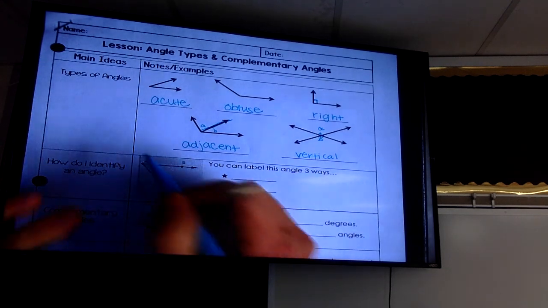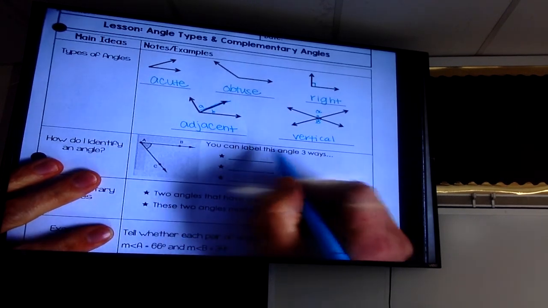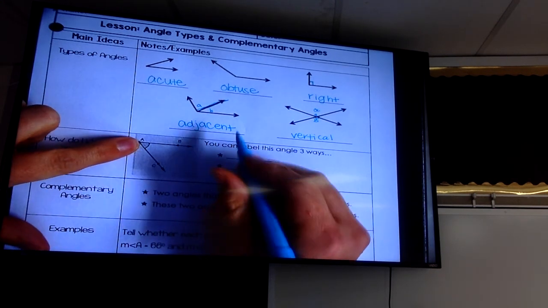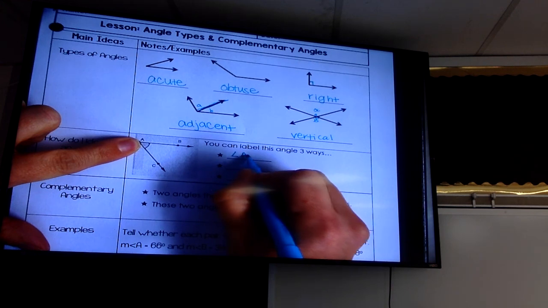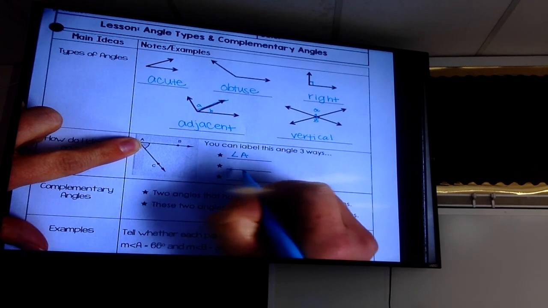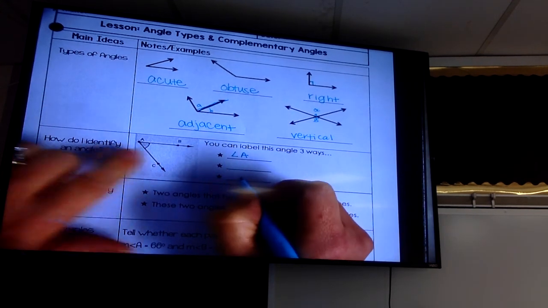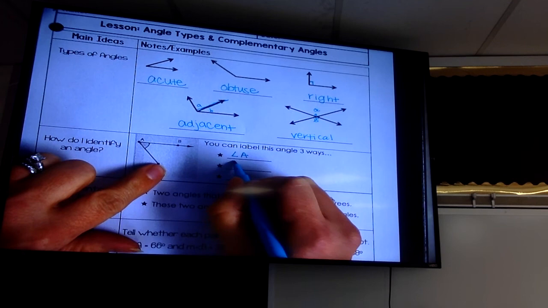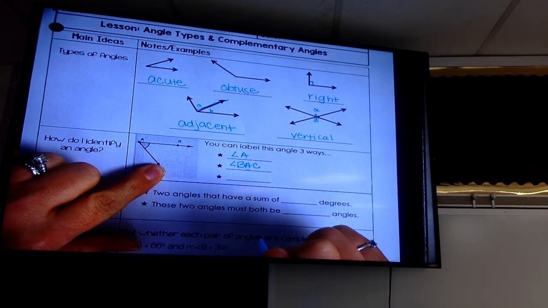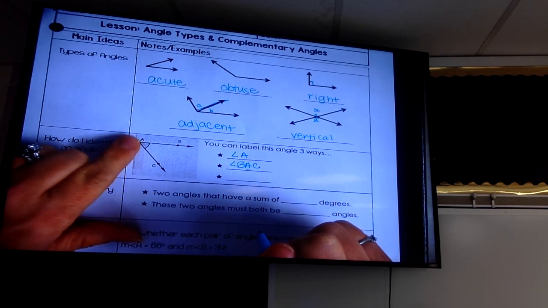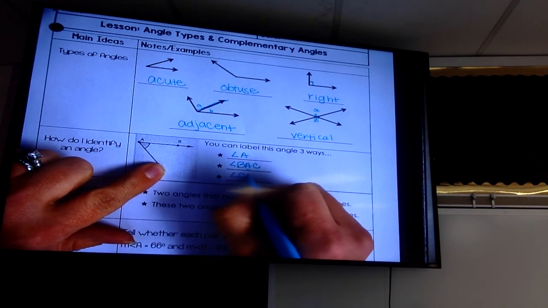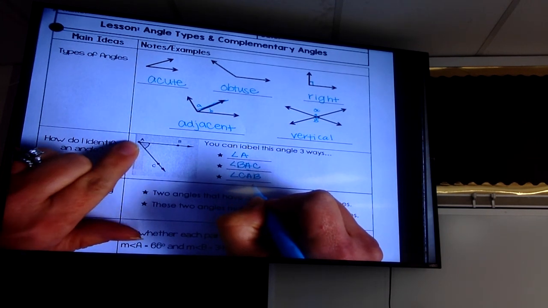Okay, how do I identify an angle? You can label this angle three ways. Remember, again, we talked about this the other day. So one way we can name an angle is just by using its vertex. So I could call this angle A. But if there's more than one angle, I would have to use 3 points to identify the angle. So I could call this BAC. So angle BAC. Remember, your vertex always has to be in the middle. The point where they create a point, that is your vertex. Or I could reverse the order. I could call it CAB.